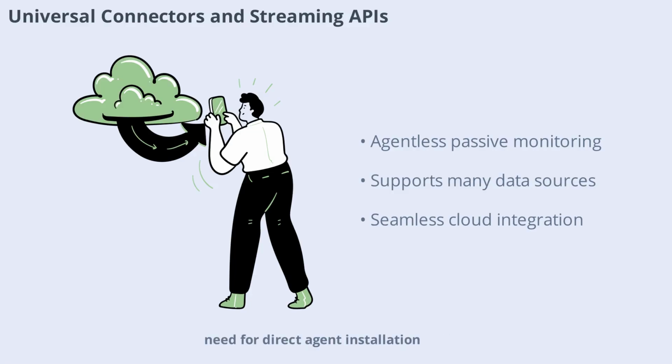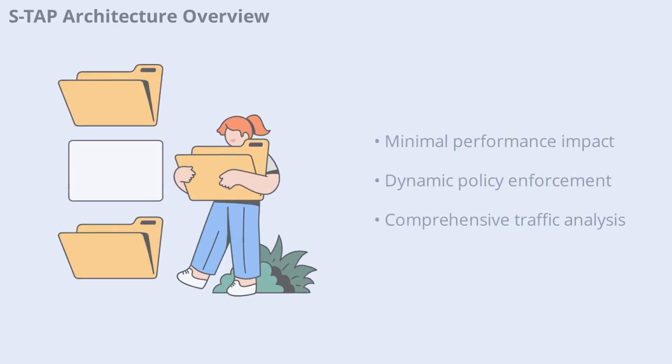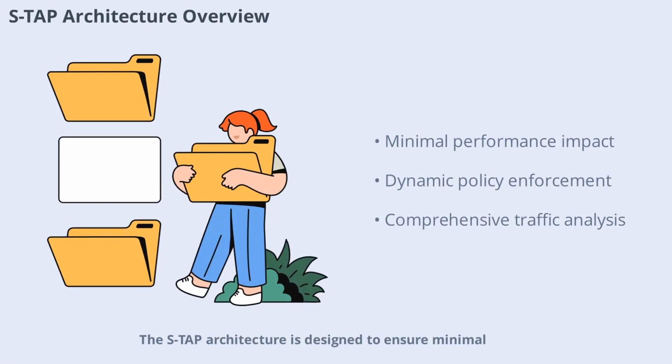for direct agent installation. STAP architecture is designed to ensure minimal impact on database performance while providing comprehensive monitoring. The STAP agent copies traffic to the Guardium collector, where resource-intensive processing occurs. The sniffer component can send control signals back to STAP, allowing for dynamic policy enforcement. This architecture ensures that all database communications are intercepted and analyzed, while the database server remains responsive and efficient.